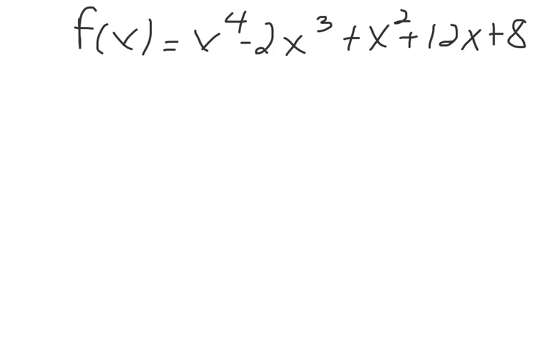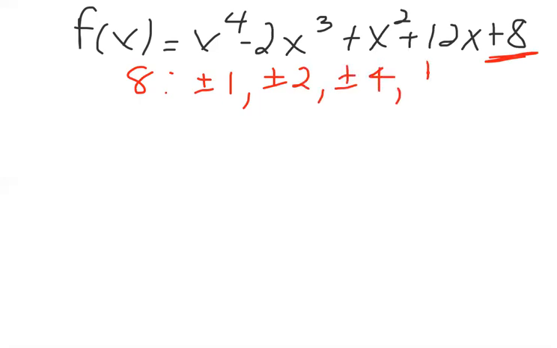So the first thing you need to look for are those real zeros. If you have a graphing calculator, plug it into your graphing calculator. See what happens. Now, if you don't have a graphing calculator, what are you going to do? You're going to list all the factors of 8, as in plus or minus 1, plus or minus 2, plus or minus 4, plus or minus 8. And then test them one at a time.